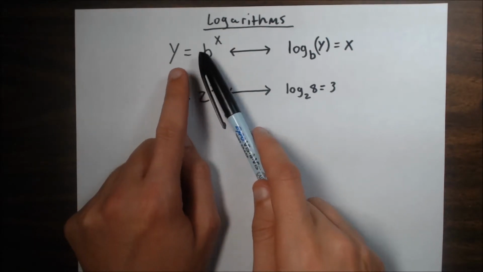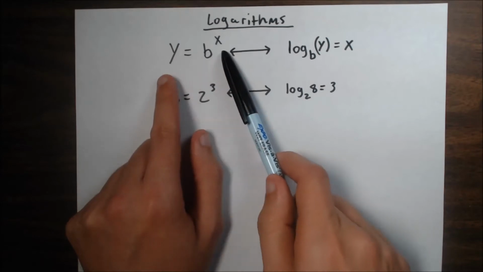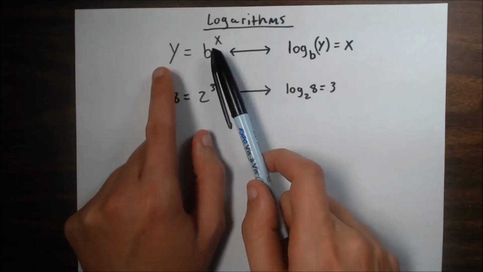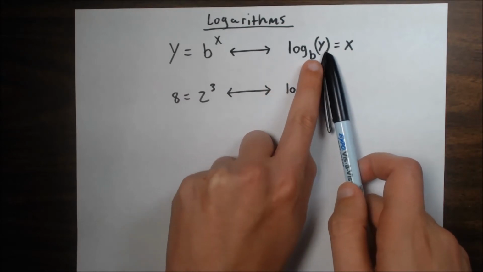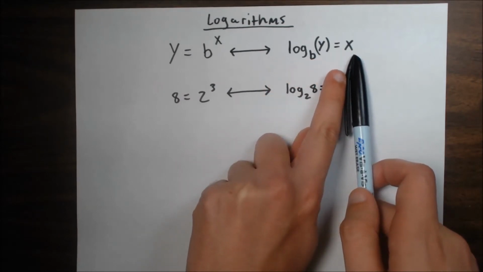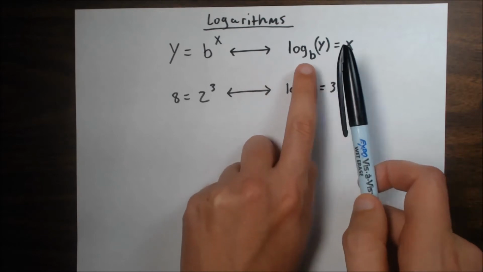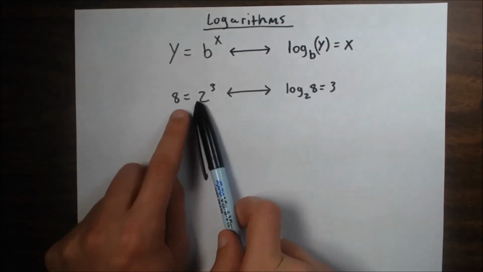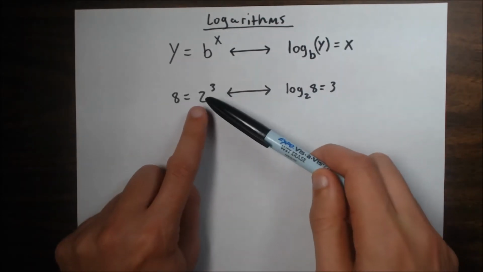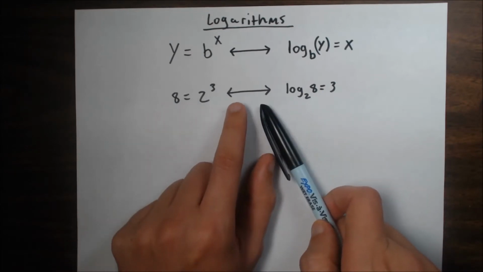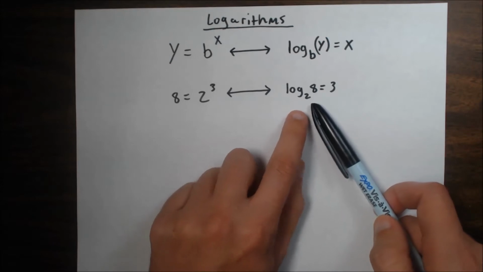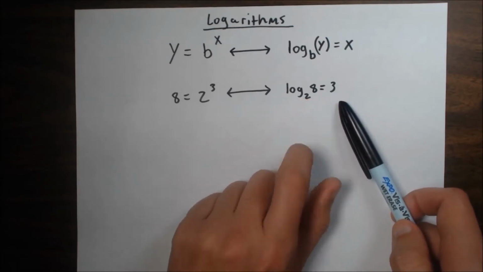You may say y equals b to the x power. And we should be familiar with how that works. Well, it's equivalent to making the statement log base b of y equals x. Okay, they're actually inverses of each other. So to give you an example, 8 is equal to 2 to the third power. If you raise 2 to the third, you get 8. Okay? Well, that's equivalent to saying log base 2 of 8 equals 3.